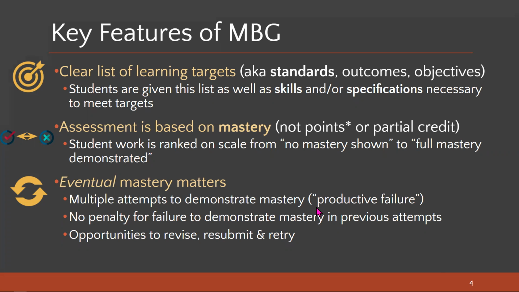The assessment is based on mastery, not points or partial credit. So basically, you set a standard that the students have to meet. That you, as the instructor, decide what mastery looks like and how that translates to a grade. Depending on what the outcome is or what the assignment is, it's usually set at about 75 or 80%. So it's not about a student getting a certain assignment 100% correct.